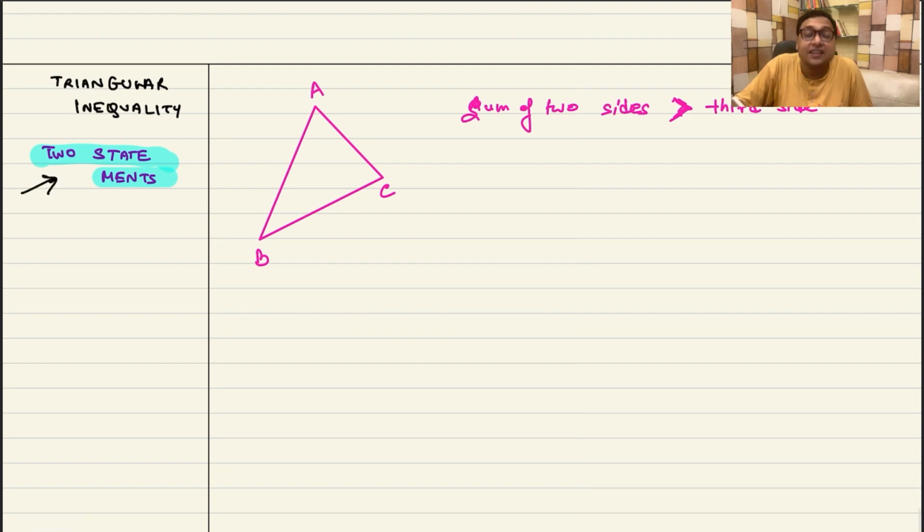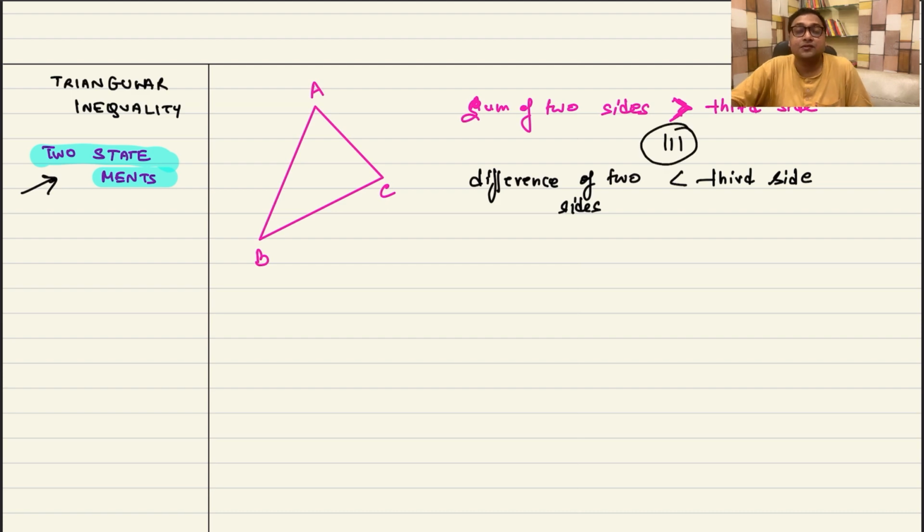There are two statements actually which are equivalent. The second statement is that the difference of two side lengths is less than the third side. These are equivalent, but one of them becomes useful on some occasions, the other becomes more useful on other occasions. You add two sides, it will be larger than the third one. You take the difference of the two sides, it's smaller than the third one.